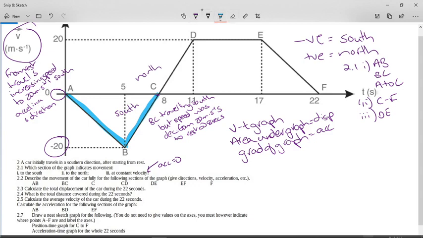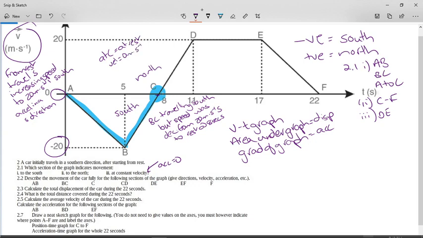Then it says to you, what is going on at C? This is C over here. Now C is quite literally a turning point. You can say at C you are at rest because the velocity equals 0 meters per second. But what is exactly happening at C?